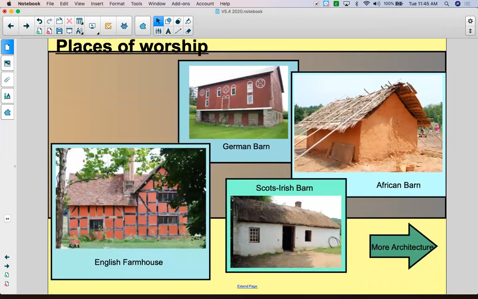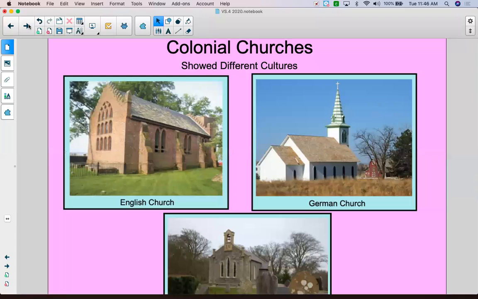If you look at these different barns, here is what an English farmhouse would look like. Up top, you have a German barn. Down at the bottom, you have a Scots-Irish barn, and over to the right, you have an African barn. You can tell that they are all barns that are used for animals, but they all look different, and that's because of the culture that built them.